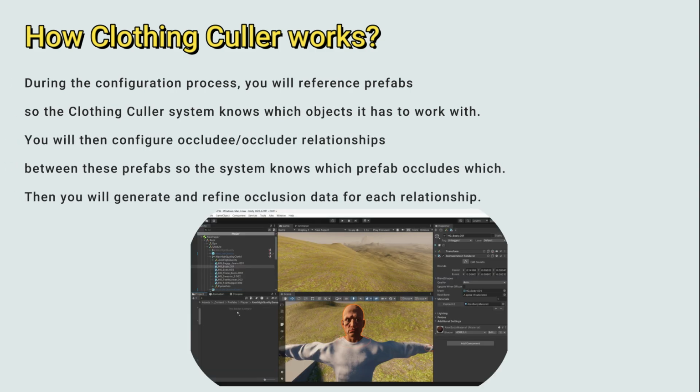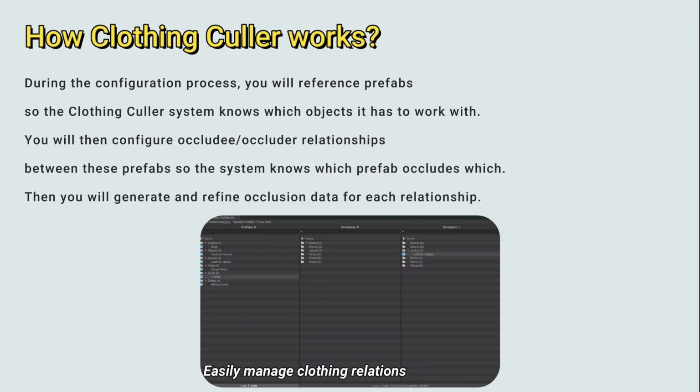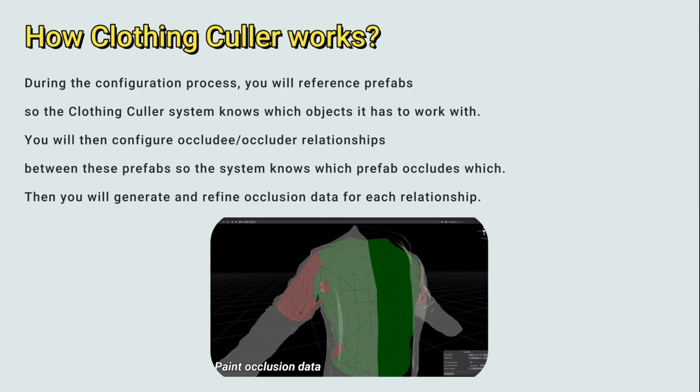You will reference prefabs so that the Clothing Culler system can identify the objects it needs to work with. Next, you will configure occluder relationships between these prefabs, clarifying which prefab occludes which. Finally, you will generate and refine occlusion data for each relationship.